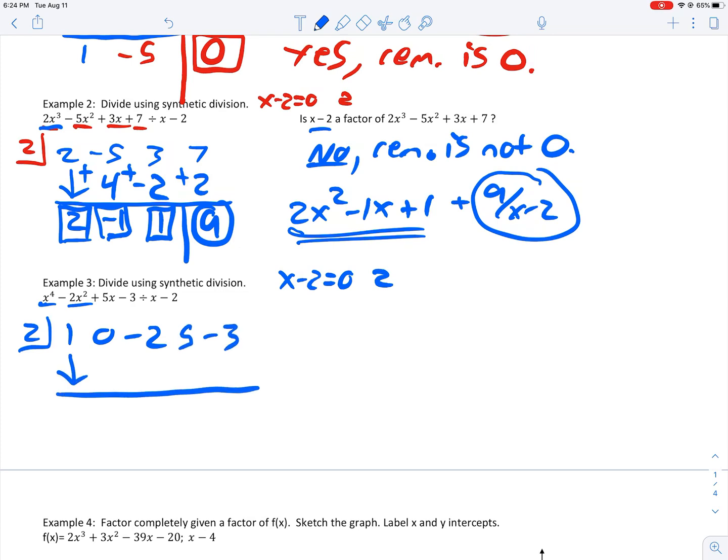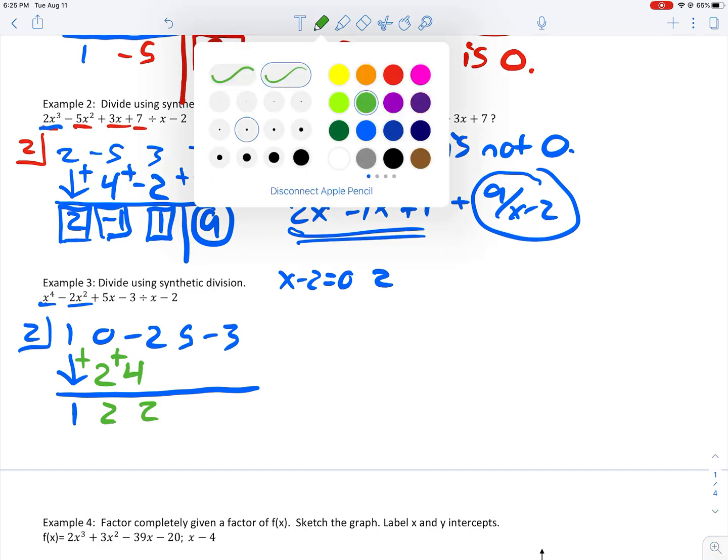Bring down the 1. And now I'm going to go through the process. Multiply, write in the next column, add, repeat. So again, descending order, check. But there's a gap. There's no x cubed, so I need a placeholder. So 1 times 2 is 2. Now I add them together. 2 times 2 is 4. So I add those together. So -2 plus 4 is 2.